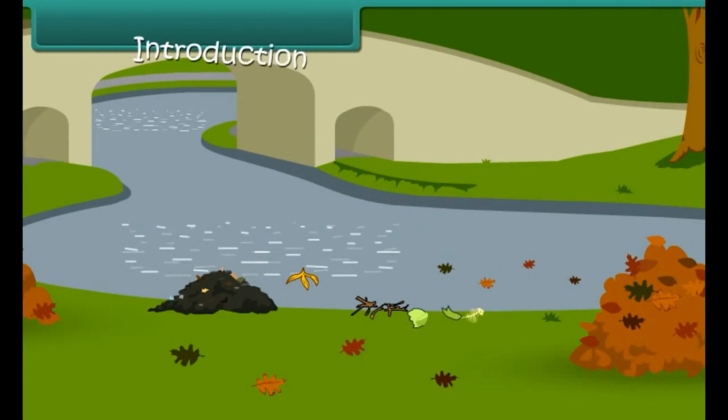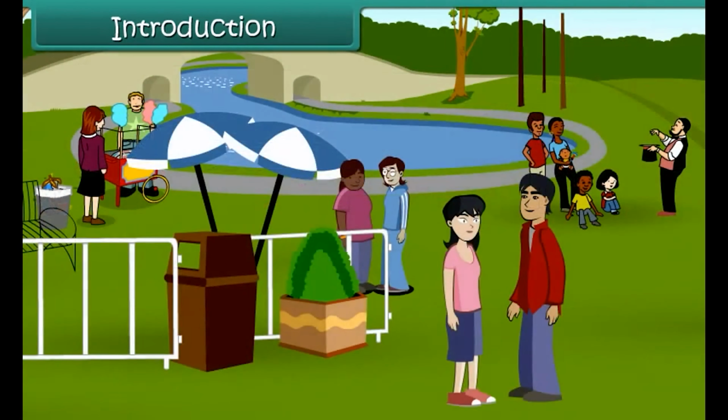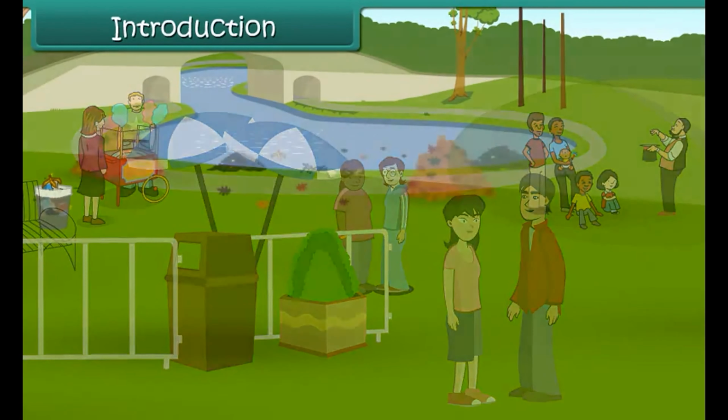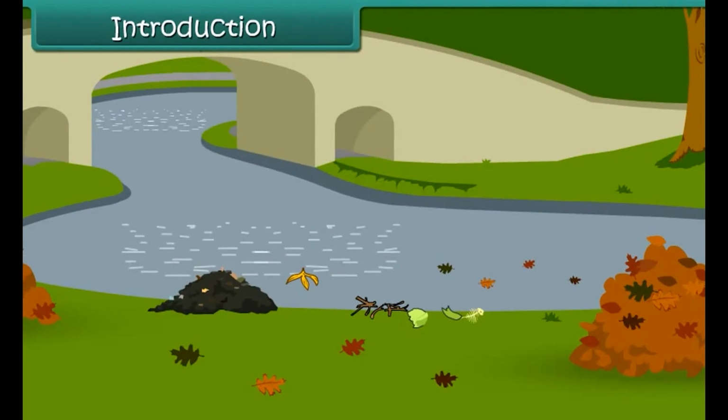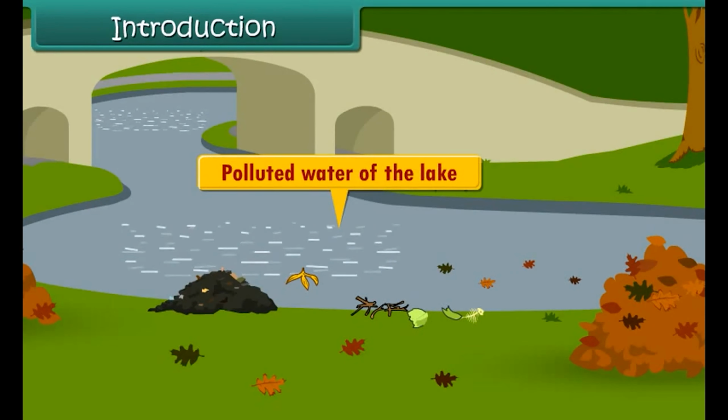Introduction. See this lake. Earlier this was a tourist spot. Now people avoid coming here. What is responsible for it? Yes, it is the foul-smelling polluted water of the lake.